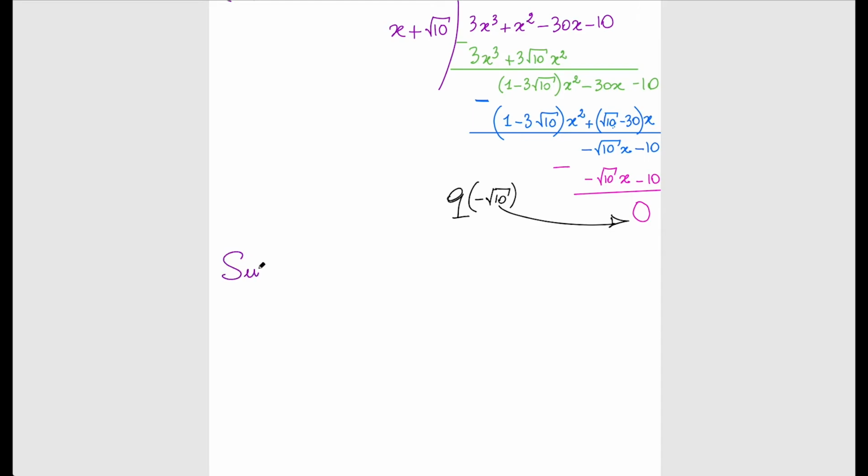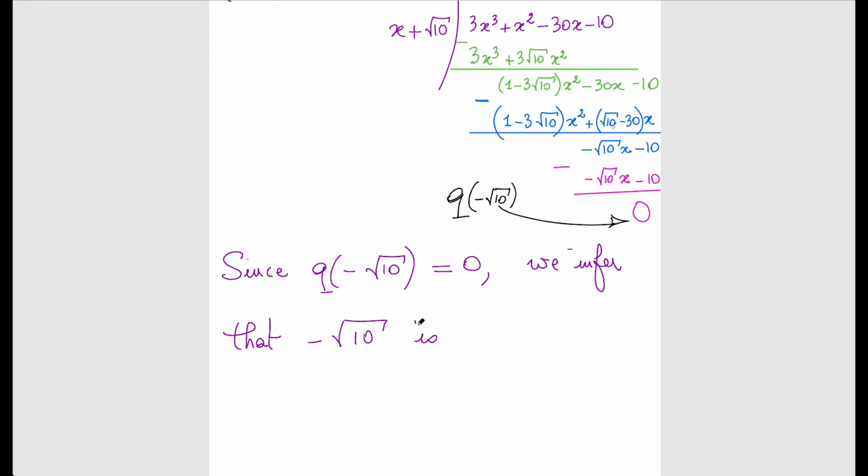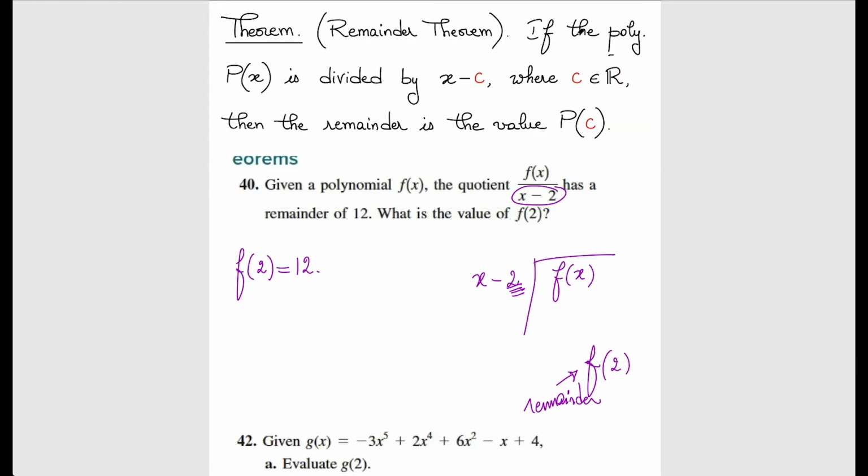So since q of negative square root of 10 is equal to 0, we infer that negative square root of 10 is a 0 or a root. So it's a root or a 0 of the polynomial q, right? Okay. All right. Let's now go back to the remainder theorem. So let's read it again.